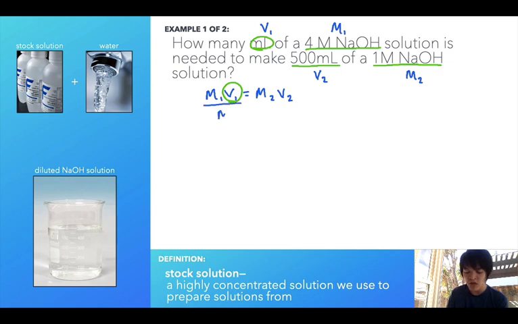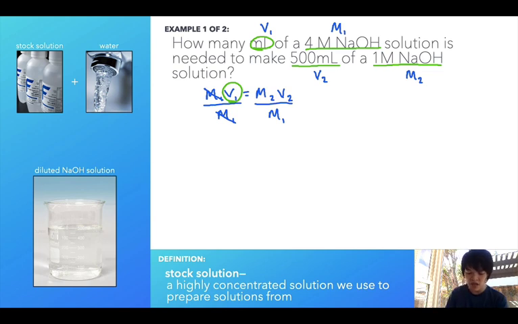So we divide both sides by M1. Now on the left-hand side, M1 and M1 cancel out. On the right-hand side, none of these cancel out. They're not exactly the same. So you can see that now V1 is isolated, and V1 is what we want to solve for. V1 is equal to M2 times V2 divided by M1.